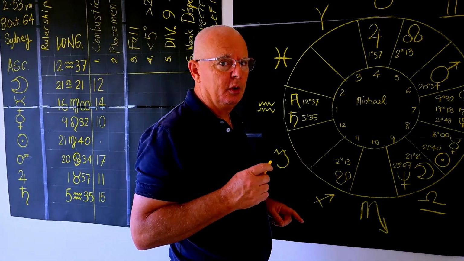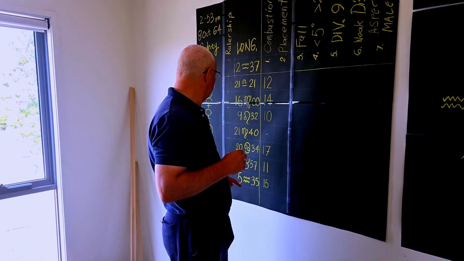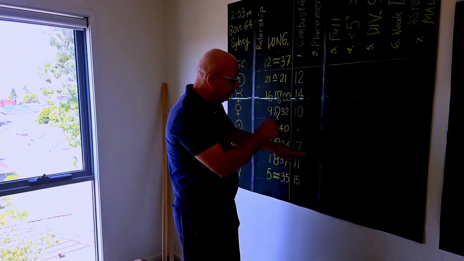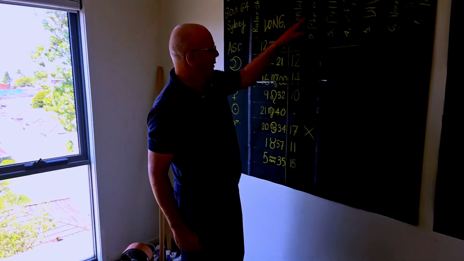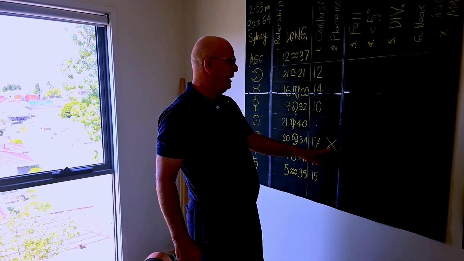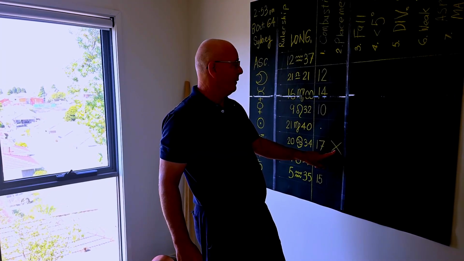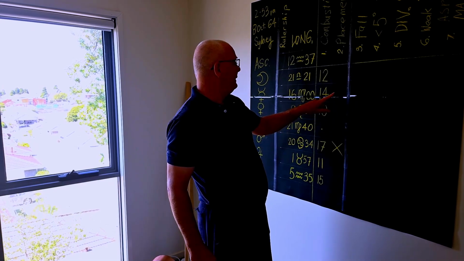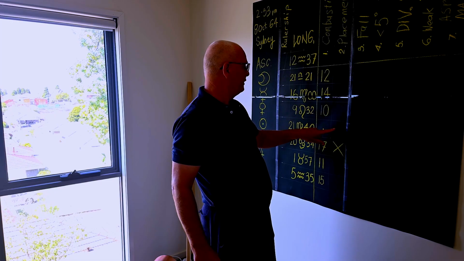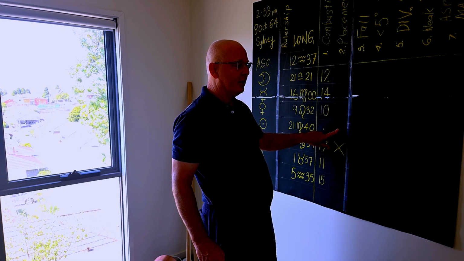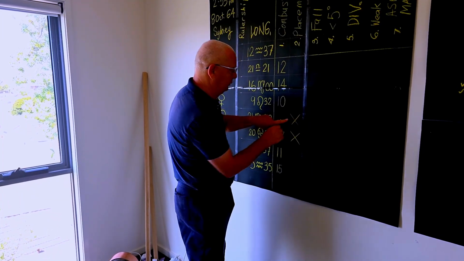So we're going to put an X for Mars. Excuse me. Mars is weak because it's in the 6th house. Mercury is in the 8th house, but it's in its own sign, so it's not weak. The Sun is in the 8th house, not in its own sign, so bad luck.